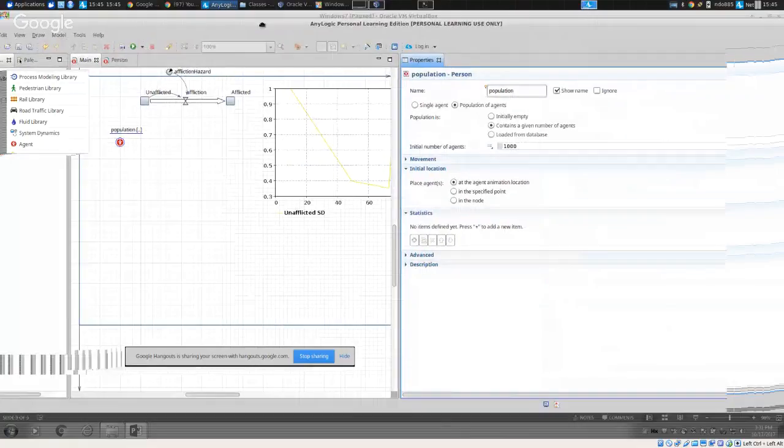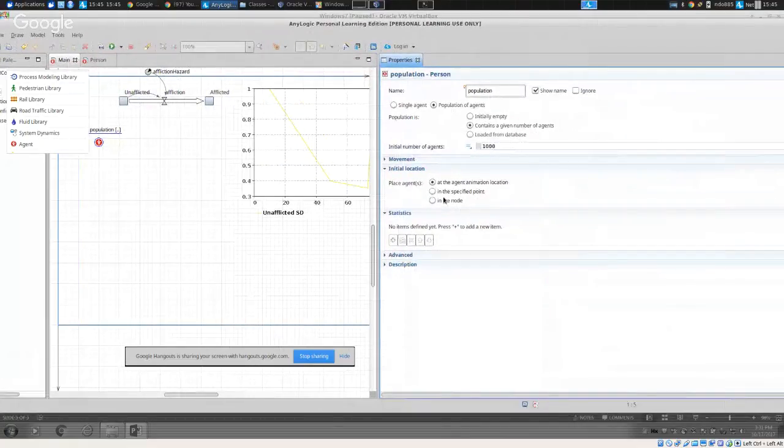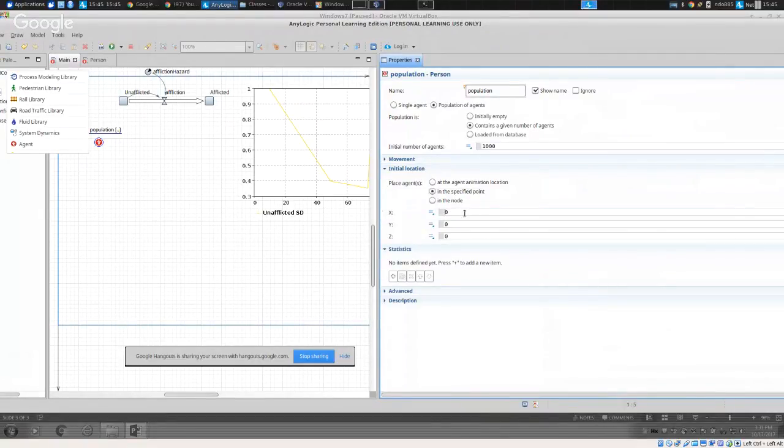And we're going to say here for the initial location, we're going to place them in the specified point, and we're going to say draw from a uniform distribution between 0 and 500. How did I do that? It's under initial location. We'll say in the specified point, and we'll say between 0 and 500, 0 and 500.